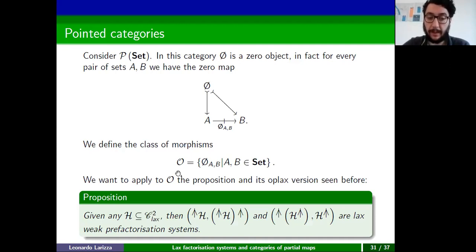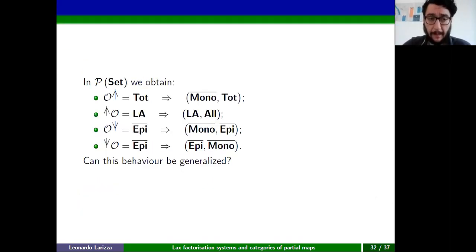And we consider the class O given by all zero maps in P-set for any pair of objects in Set. We would like to apply to the class O the property of complementing and double complementing to obtain a lax weak prefactorization system or a no-lax weak prefactorization system. In P-set, this process gives rise to total maps as the right lax complement of O, and left adjoints as the left lax complement of O. The first one is entailed in the lax weak factorization system mono bar, total. And the second one is given by the trivial lax weak factorization system, left adjoints and all other morphisms.